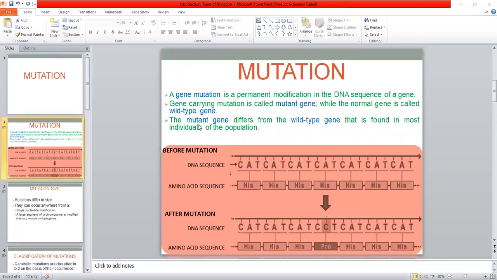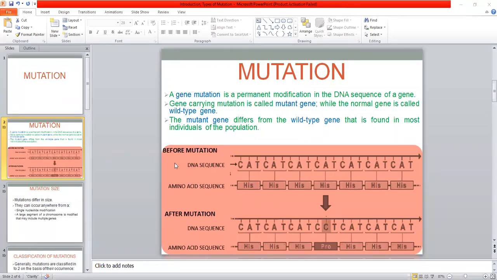The mutant gene differs from the wild type gene that is found in most individuals of the population. So the wild type gene is present in most individuals of the population, and the mutant gene differs from the wild type gene in that the sequence of the mutant gene is different from the wild type gene.